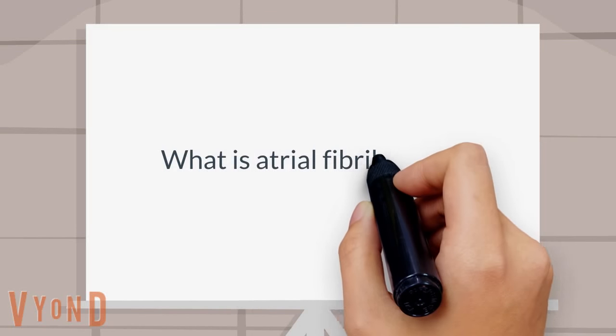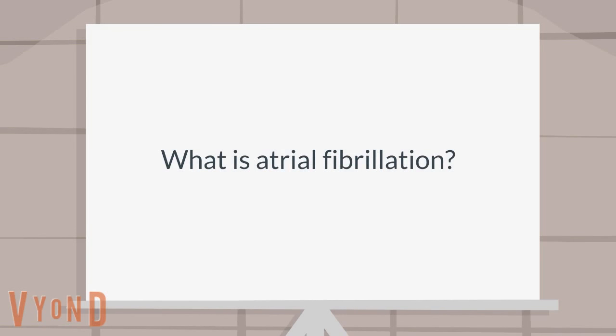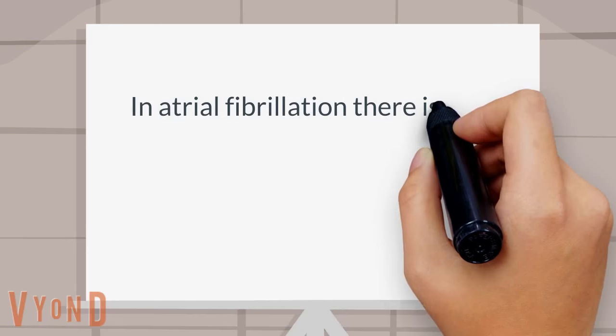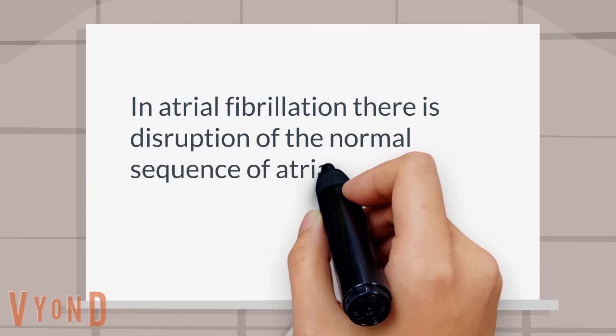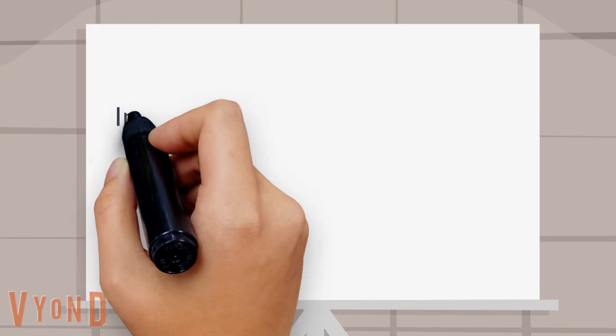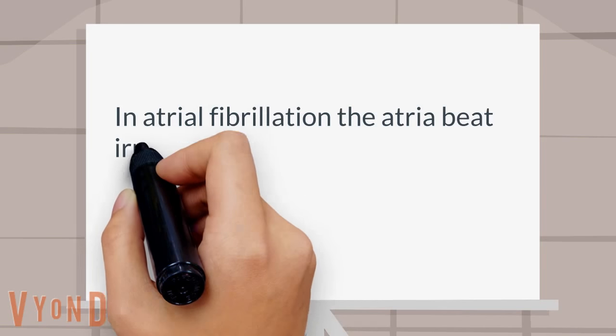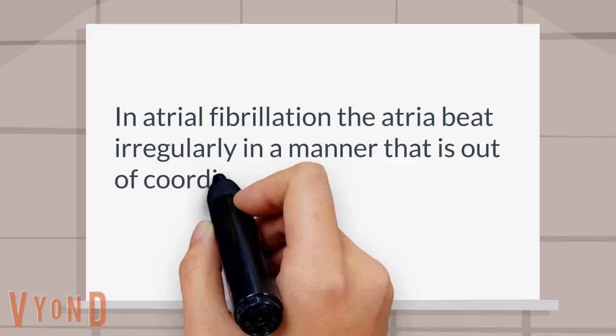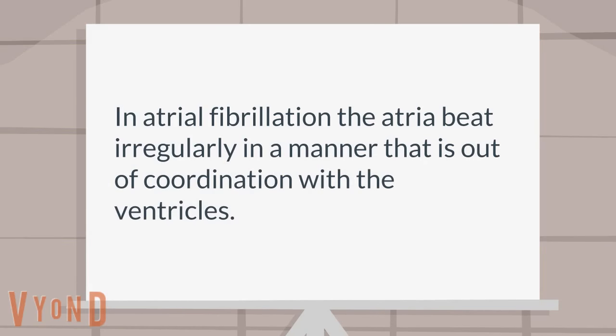What is atrial fibrillation? In atrial fibrillation there is disruption of the normal sequence of atrial contraction followed by ventricular contraction. In atrial fibrillation the atria beat irregularly in a manner that is out of coordination with the ventricles.